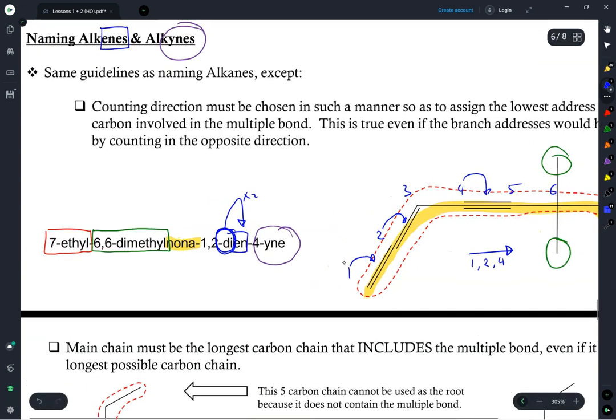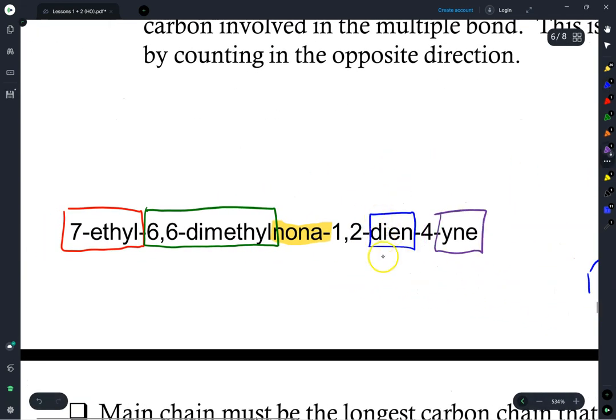Now, some common questions I get from students. Why do you list the double bonds first and then the triple bond? Alphabetical order. E comes before the Y. Alright, so the prefix di does not count for alphabetical order. The E does and the Y does.